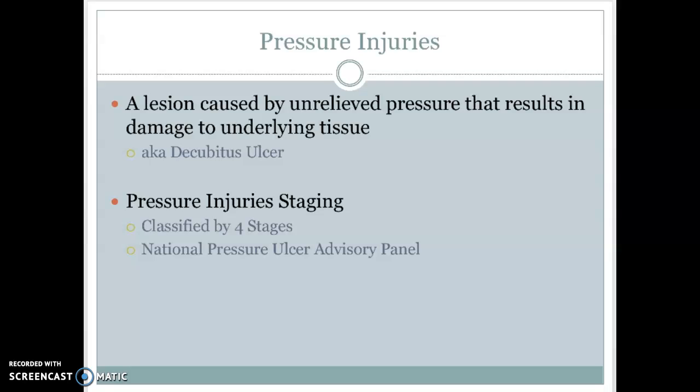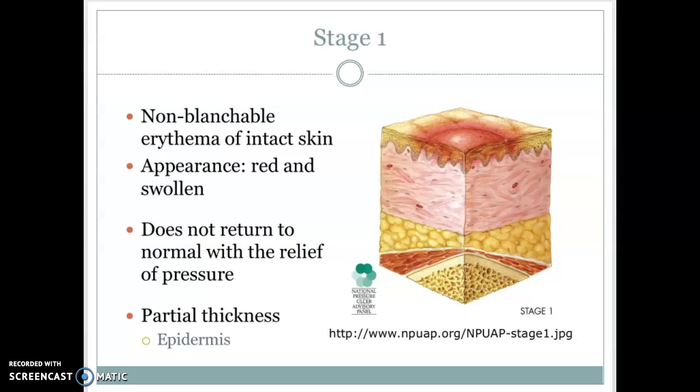There are four basic stages, as defined by the National Pressure Ulcer Advisory Panel. Stage one is non-blanchable. That means typically if you put pressure on someone's skin with the distal end of your finger, you'll have some whiteness, and you remove the pressure and it returns to the normal skin color. In this situation, that redness or erythema is not changing. The skin is intact, it looks red and swollen, and the redness is not going away.